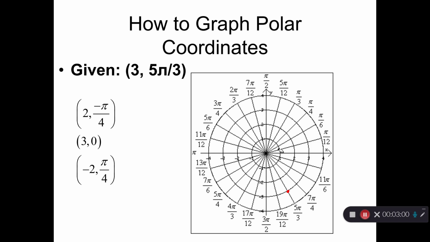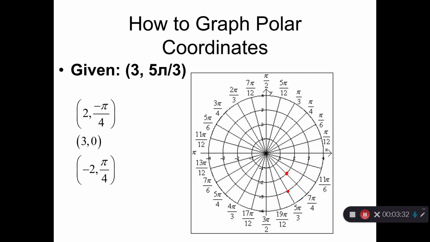Now for the next one, 2 comma negative pi over 4. Actually, let me try using the highlighter or the laser pointer. Let's see how that works. I'm going to go out to 2, and then I'm going to rotate down clockwise. If you remember in your unit circle, positive angles went counterclockwise, negative angles went clockwise. So I'm going to go down pi over 4. So I'm just going down to here. And now I'm going to change over to my pen, and I'm going to plot that particular point.